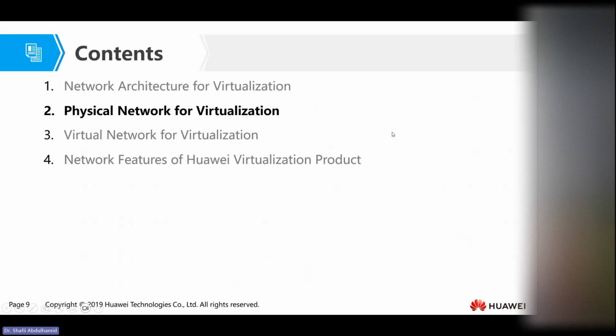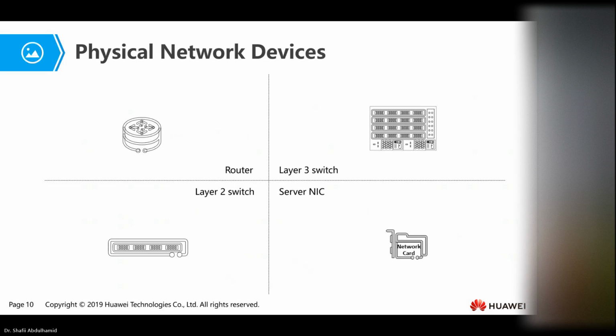Okay, so let's see the next section. The next section discusses the physical network for virtualization. Physical network devices: we have the routers, we have the layer 2 switch. This is how the layer 2 switch looks like. And we have the layer 3 switch. This is how it looks like. And then we have the server NIC. This is the NIC we just mentioned, the network interface card, basically. These are familiar devices actually.